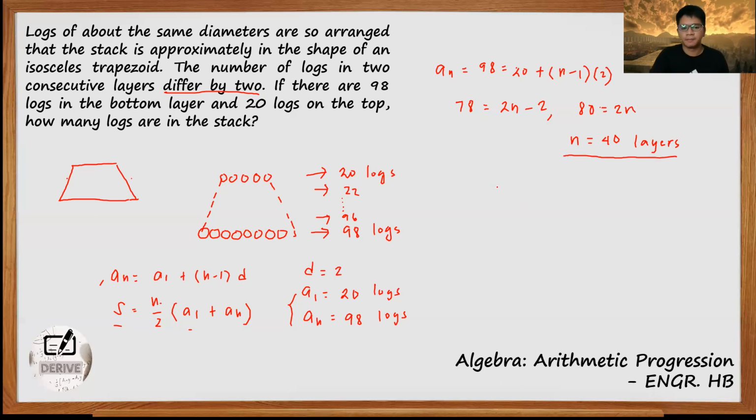Ayan, so our total will become S is equal to 40 divided by 2 multiply by the sum of first term, which is 20, plus n term is 98. So we have a total logs in the stack of 20 plus 98 times 40 divided by 2, and there you have it. We have a total of 2,360 logs for that isosceles trapezoid arrangement.